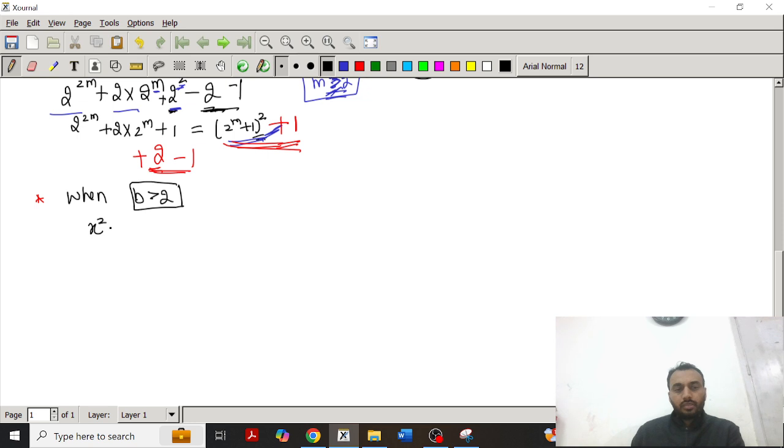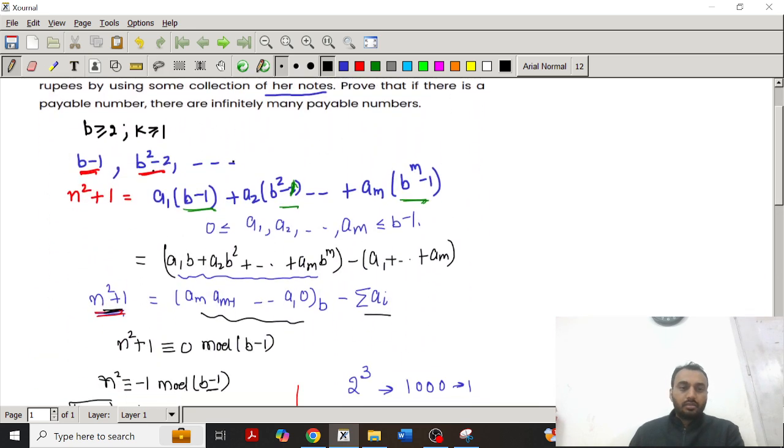And we have x square plus 1, or x square is congruent to minus 1 mod b minus 1. Okay. So using this information, that if we have such a number x, we have to prove that there are infinitely many such numbers for which the above property is true, that n square plus 1 is equal to this form, or we can say a number minus its sum of digits is n square plus 1.